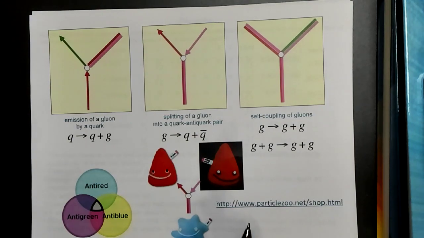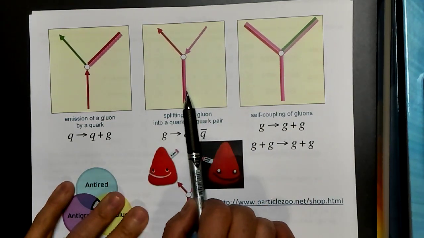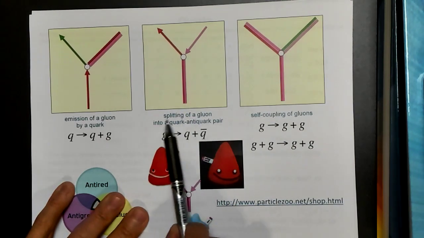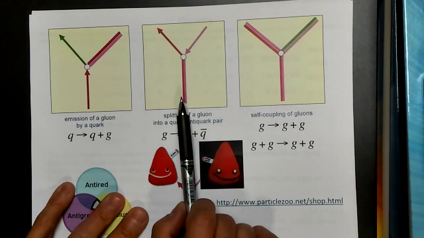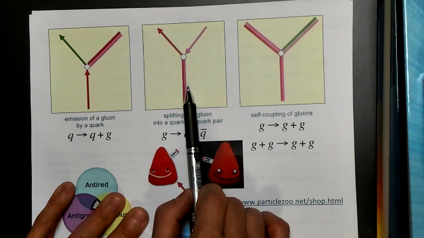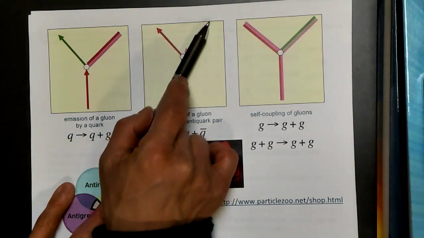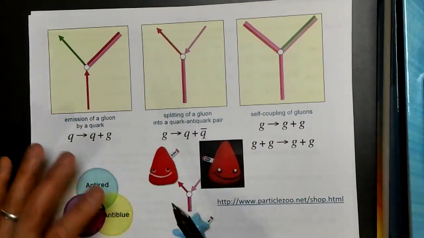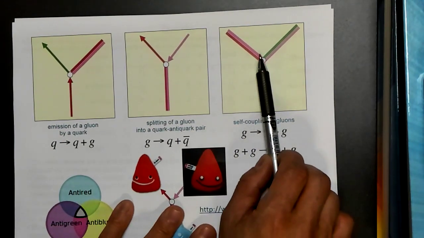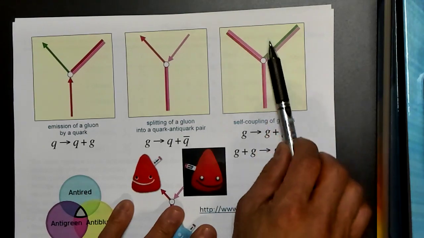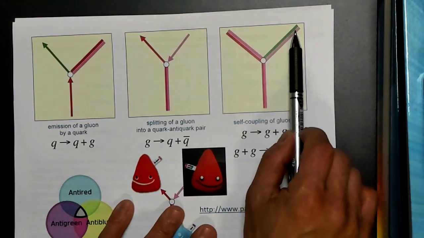Same kind of deal here. You may have the splitting of a gluon into a quark anti-quark pair. In this case, you might have red with anti-green, and then you will have an anti-green quark with a red quark. Then you can have a more complicated vertex where one gluon splits into two gluons. You can follow all the various color lines here.